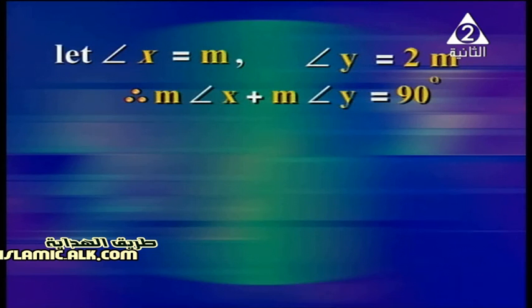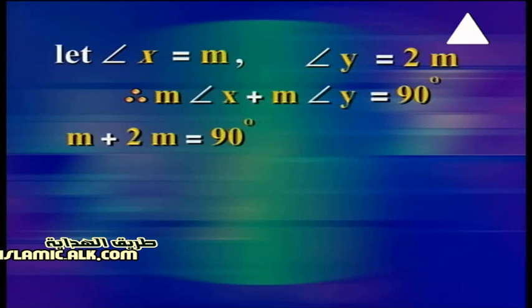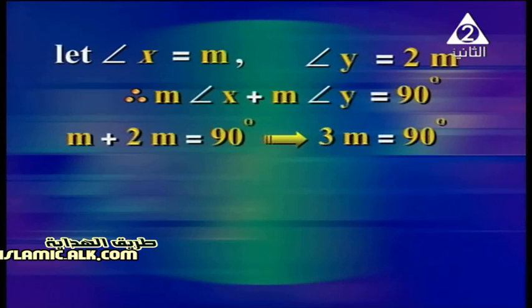By substituting, instead of measure angle x, we are going to put m. And instead of measure angle y, we are going to put 2m. So m plus 2m equals 90. By adding, 3m will be equal to 90 degrees. By dividing both sides by 3 to obtain the value of m as 30 degrees. Now you have found the value of m. What about measure angle x?